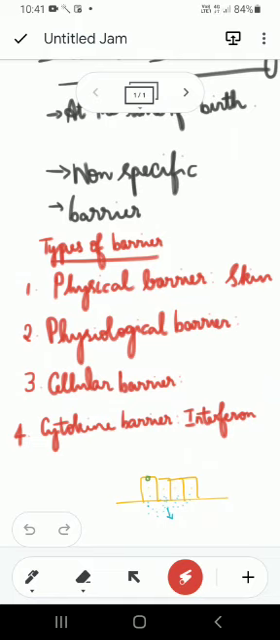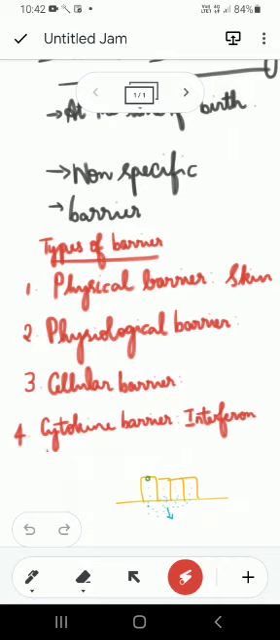And the other examples for cellular barrier include monocytes, the natural killer cell, which is a kind of lymphocyte, and the macrophages also. All these white blood cells and the other monocytes phagocytose, that is they kill and destroy the microbes and protect us from these infections.